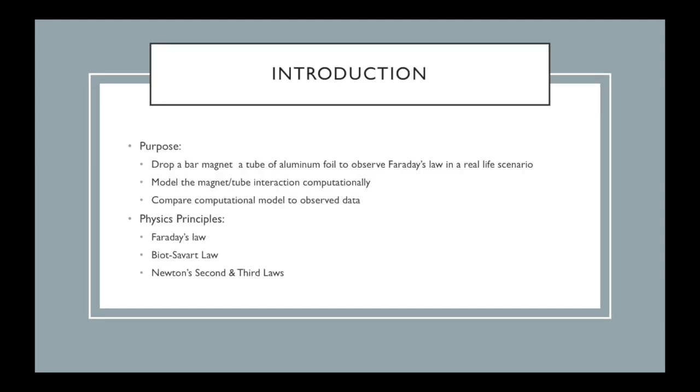The purpose of this lab is to model the magnet and tube interaction computationally, and also to compare this computational model to the observed data. Some physics principles that are used are Faraday's Law, which states that the EMF is equal to the negative change in flux, the Biot-Savart law, and Newton's second and third law. Also, we will observe that moving objects can induce currents. In this lab, the bar magnet induced a current in each of the rings of the aluminum tube.